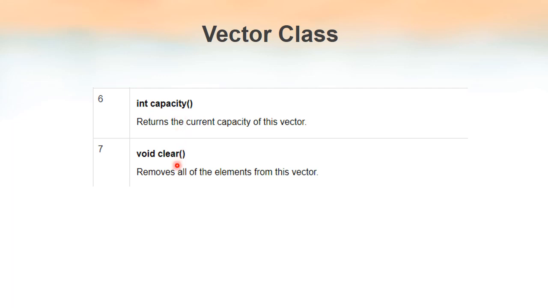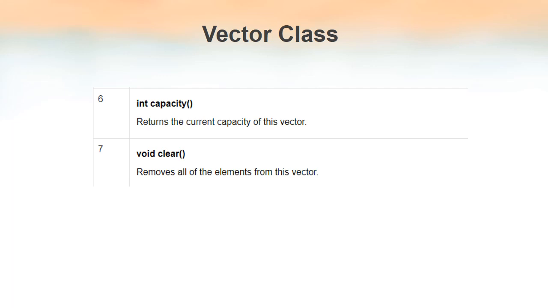Now if you want to clear all the elements inside the vector, the entire vector, we can use this clear method. It does not return anything, but this method will clear everything from the existing vector on which we are calling this method. So these are the methods inside the class Vector. We have to create the object of class Vector, then only we can call these methods.